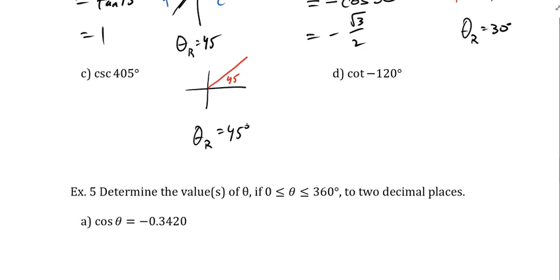It's in quadrant one, related angle is 45, cosecant goes with sine. Sine is positive in the first quadrant, so it's 1 over sine of 45.